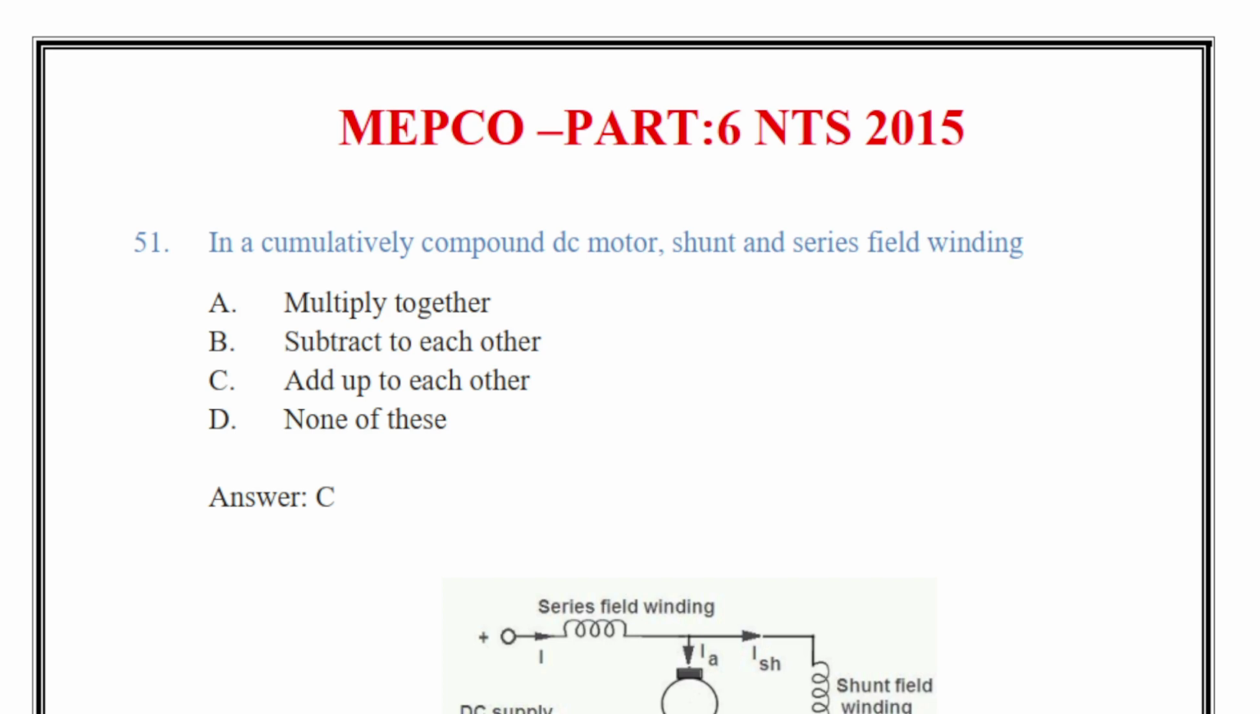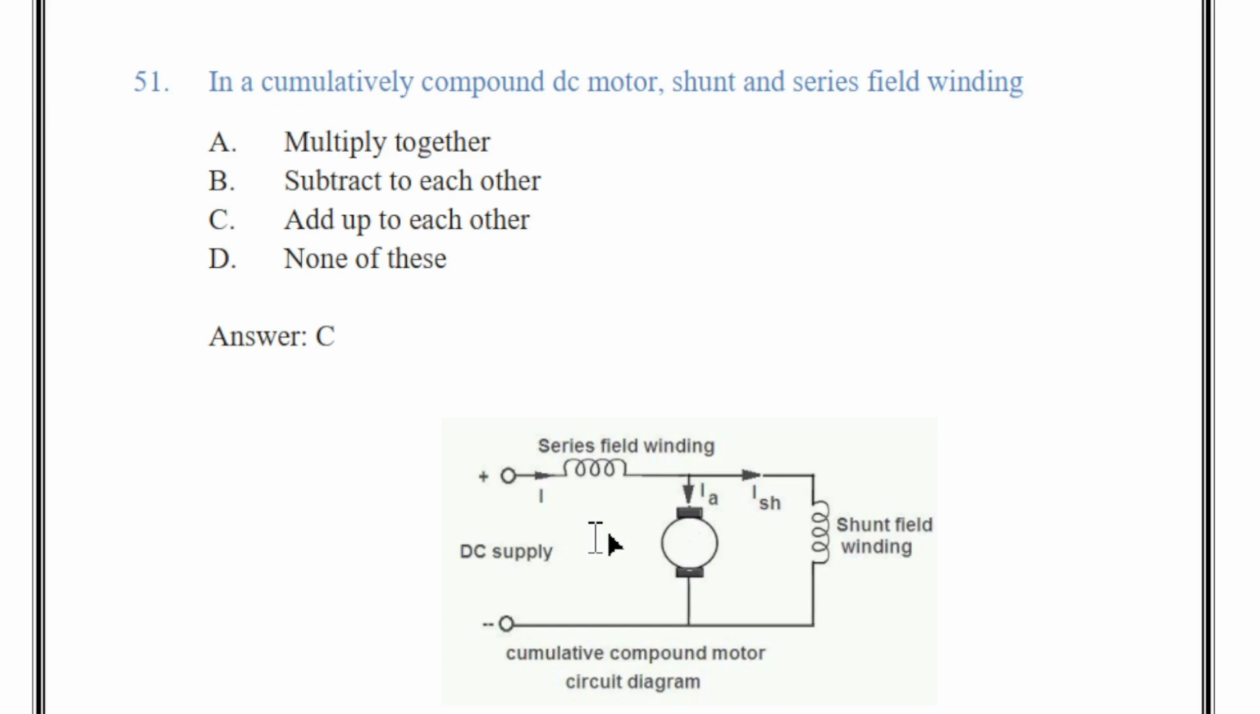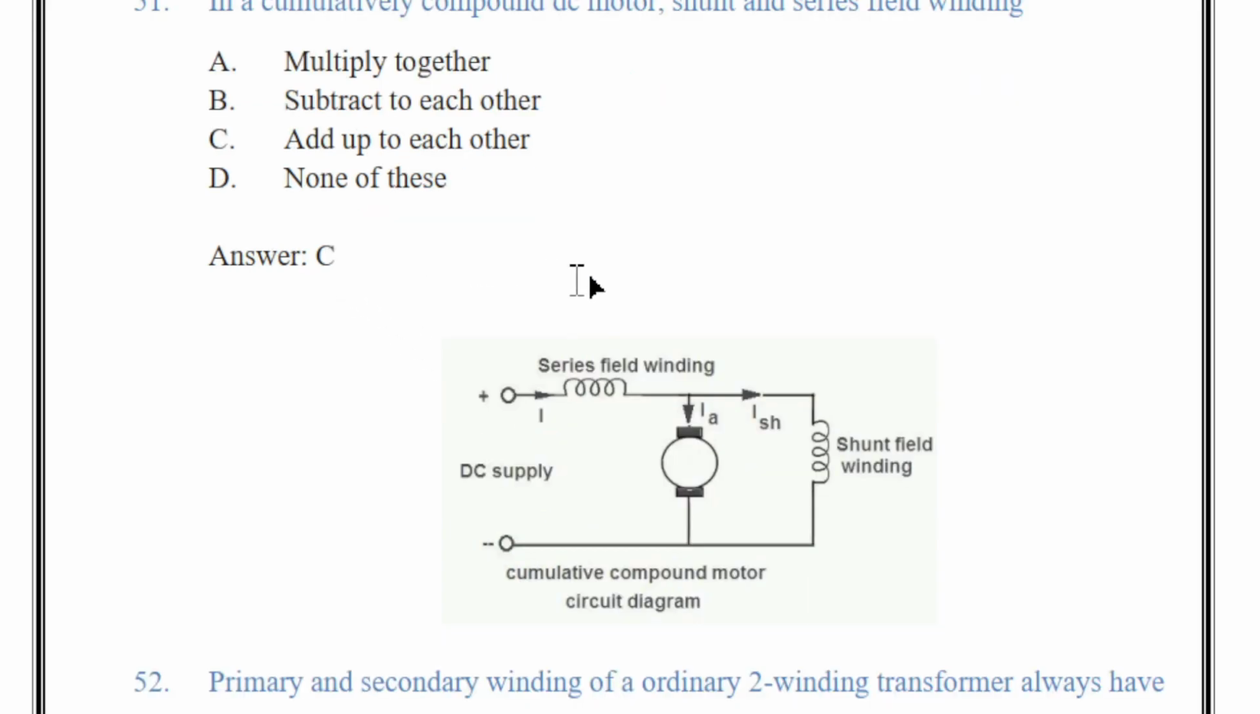Today I am going to discuss the past paper of the MEPCO test Part-6 for the junior engineer position, which was conducted by NTS in 2015. Now I am going to discuss question number 51. In a cumulatively compound DC motor, the shunt and series field winding, there are four options. The correct answer is C: add up to each other.